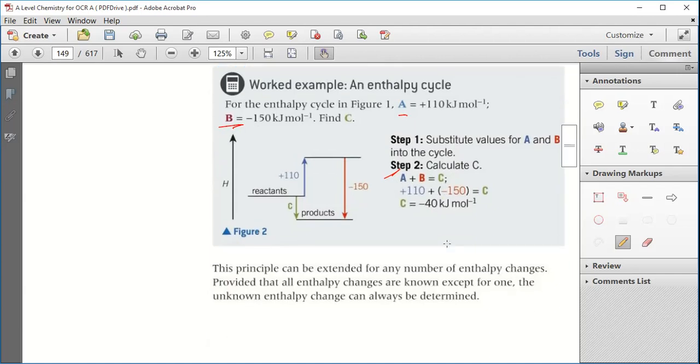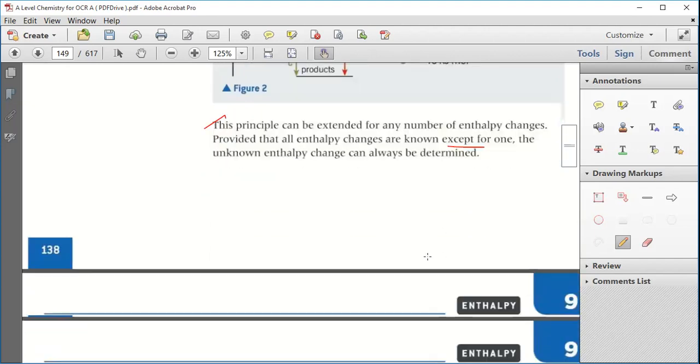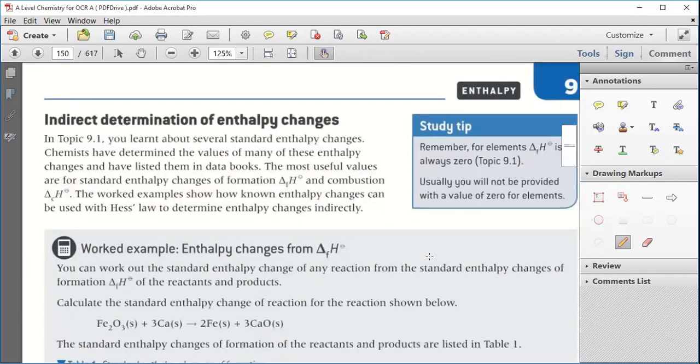Got it, clear? So this principle can be extended for any number of enthalpy changes, provided that the enthalpy changes are known except for one. The unknown enthalpy change can always be determined. So whenever there is enthalpy change, whatever the number of steps, the total will remain the same. Clear?